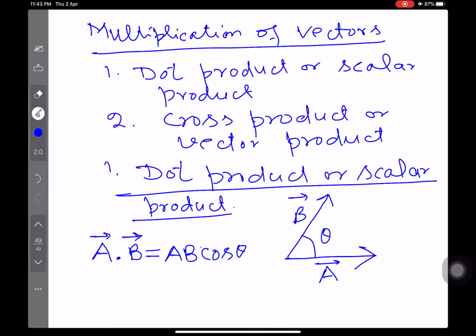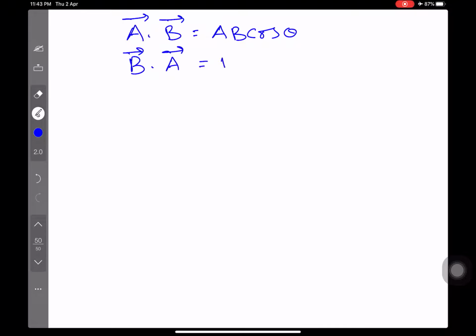Number one, dot product is commutative. That is A dot B equal to B dot A. And let us prove it. A dot B equal to AB cos theta, and B dot A equal to BA cos theta.